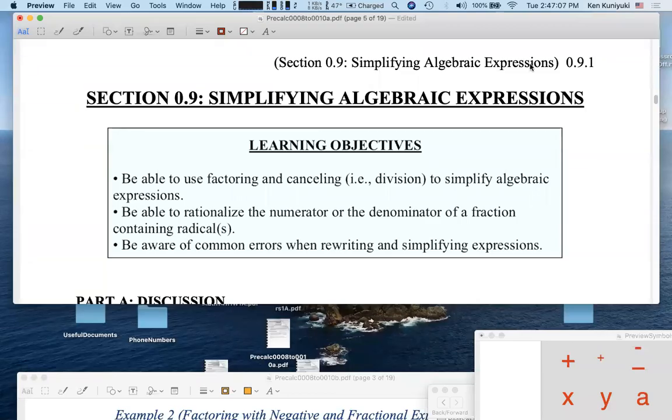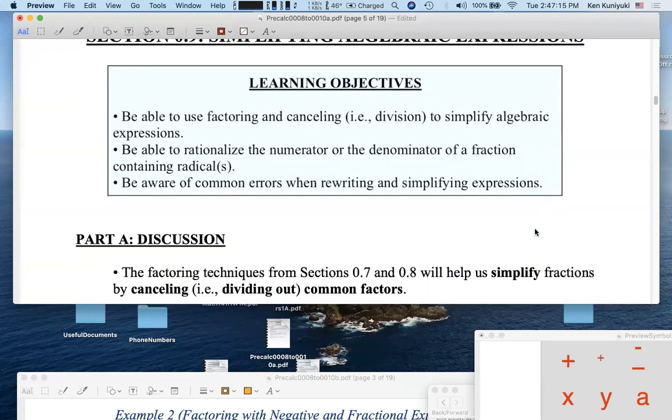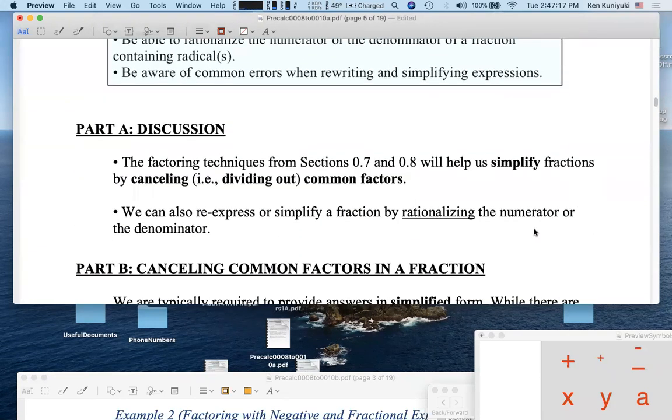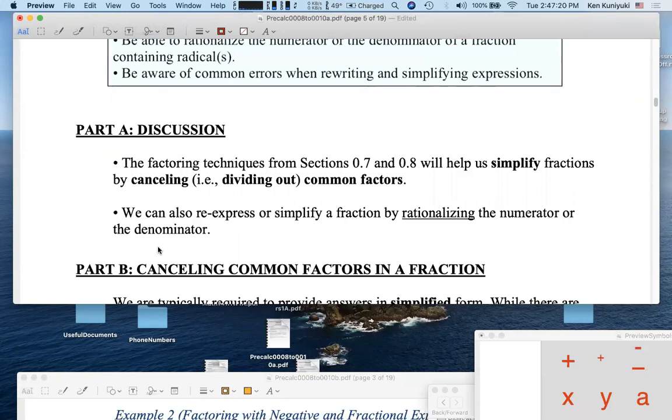Hi everyone, section 0.9 on simplifying algebraic expressions. This is a huge topic. So let's hone our basic tools. A key tool being canceling common factors in a fraction.